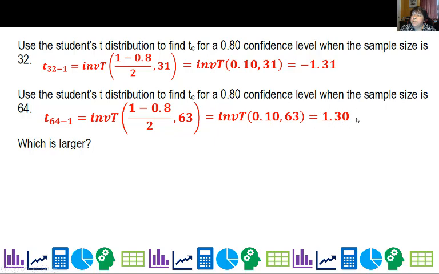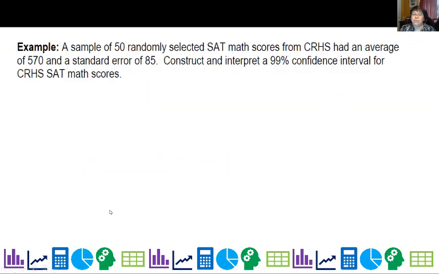Basically, that's really similar to the other value, just a teensy bit tighter because of our larger sample size. So which t-value is larger? The one with the fewer degrees of freedom. So the less freedom we have, the wider we have to make our interval. Although that does sound kind of odd, it's totally true. All right, so we're going to go ahead and construct and interpret a 99% interval.